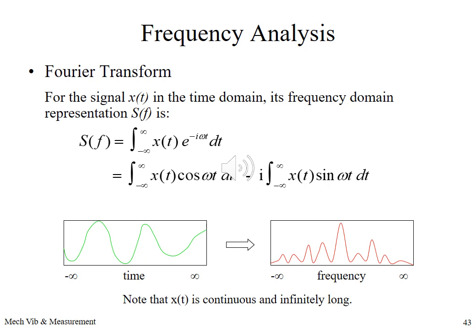Frequency analysis was essentially pioneered by Jean-Baptiste Fourier, who identified that any given continuous time domain signal can be represented in the frequency domain as an infinite summation of sinusoidal signals, essentially with individual amplitudes and individual initial phases. So the second of the two equations here, x(t) cos(ωt) dt minus the imaginary part, x(t) sin(ωt) dt, essentially gives us that particular frequency domain representation.